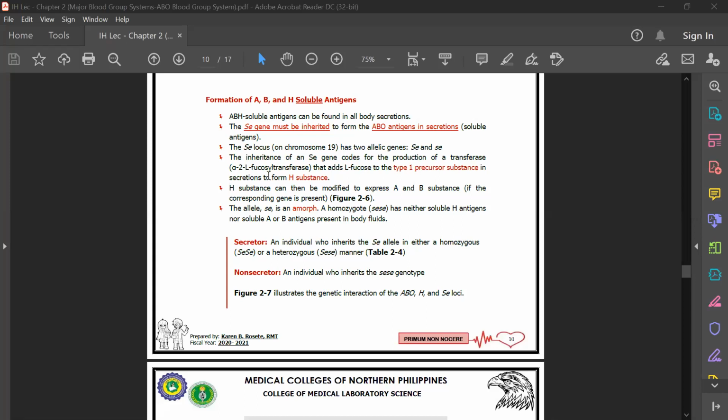Okay, can someone from the group please explain to me paano natin naman na-produce ang soluble A antigen? Based from my explanation dun sa kung paano na-form ang ating H substance. Paano na-form ang ating A substance? You start from inheriting the gene. What gene? Anyone? I-pattern nyo yung explanation ko kanina dun sa H substance, formation ng H substance.